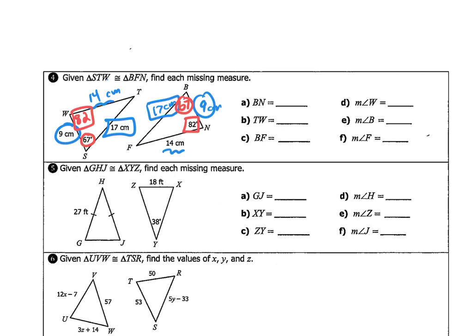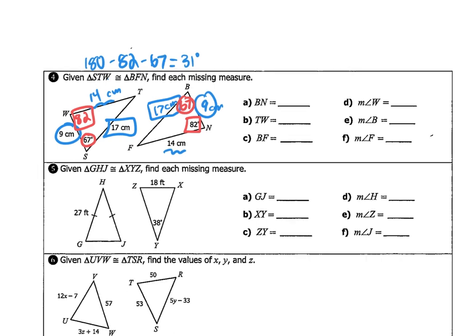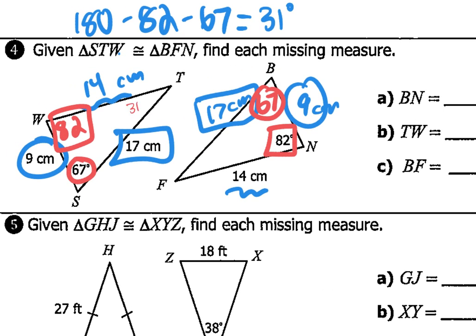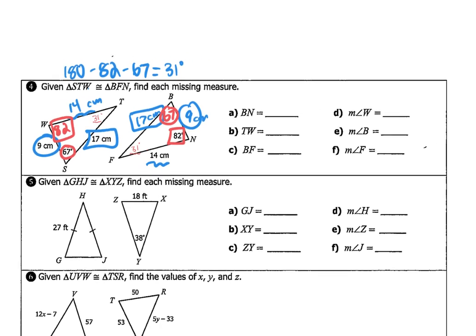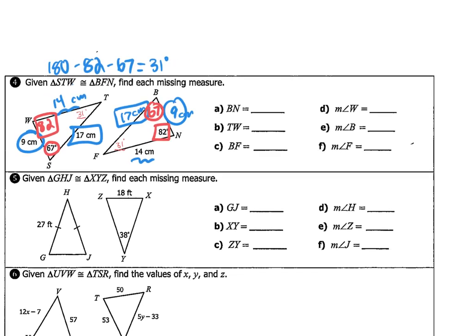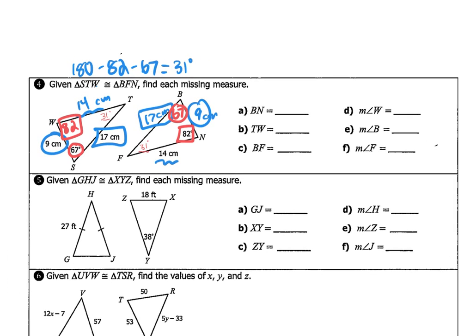Really, if I know one, I know the other. Should be thinking subtract from 180, right? 180 minus 82 minus 67, you get 31 degrees. And so then that tells me here that not only angle T is 31 degrees, but also F. And so I can use that really to fill in all the information here, right, as necessary.